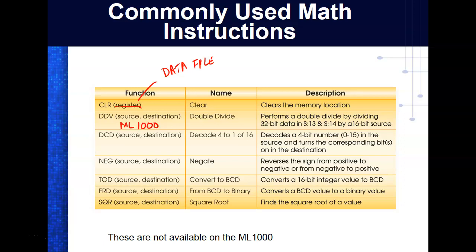But what's this, S13 and S14? You remember that? So how do you spell quotient? Q-U-O-T-I-E-N-T or something like that. So S13 would have the quotient, and S14 would have the remainder, if you need the remainder.